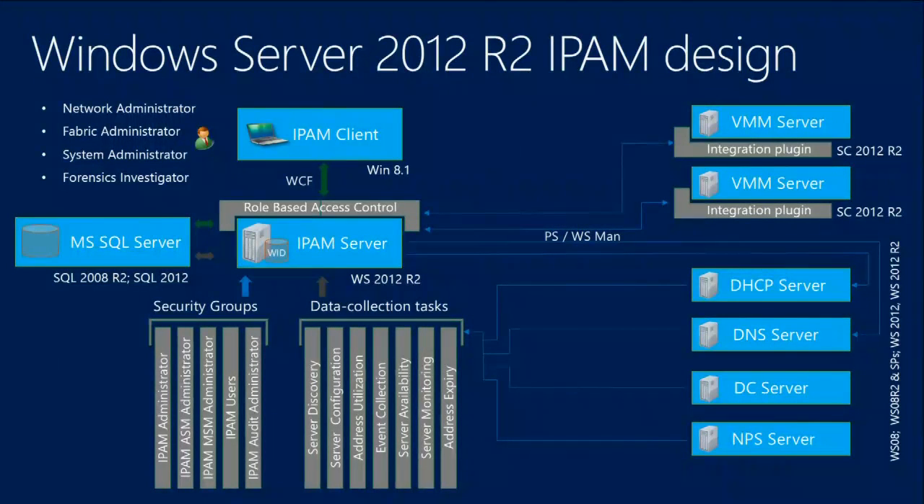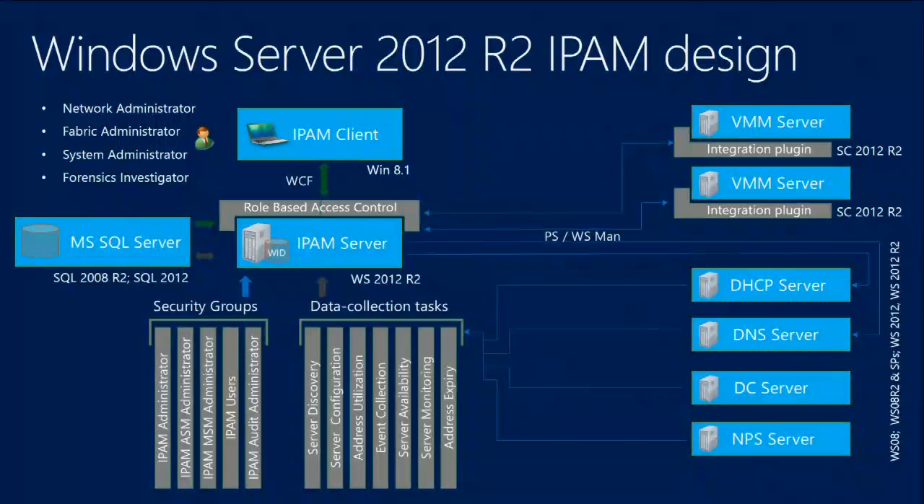Now, what is new here in 2012 R2 is this role-based access control. So every access by an administrator is throttled based on the access control which has been specified. You can install IPAM server with a Windows Internal Database, but you can also now use Microsoft SQL Server, an external database.